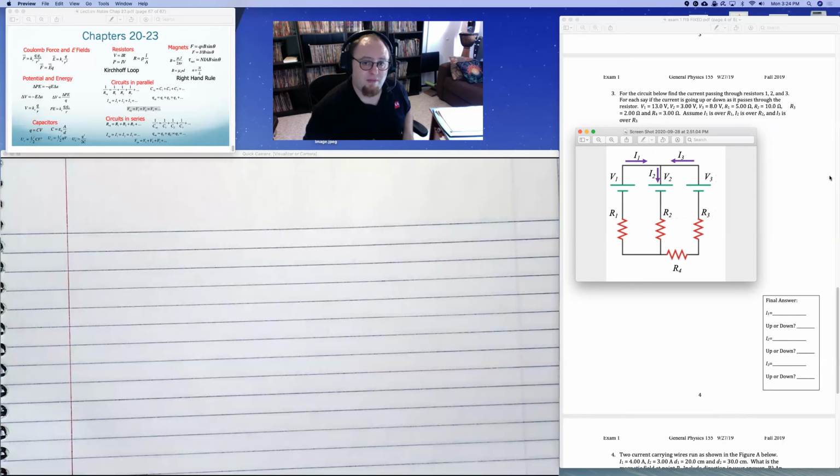Once I do that, I'll make my equations and see what they say. I have 2 rules. The first is the junction rule, and the junction rule says for any junction, current in equals current out. If I look at the area around those arrows, I can see that I1 and I3 go in.